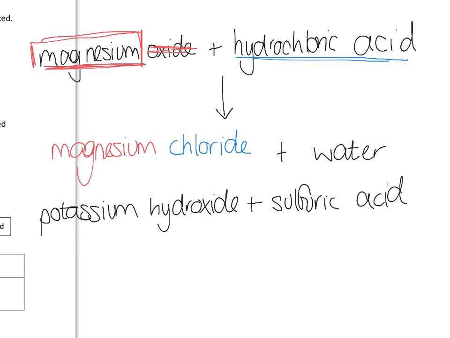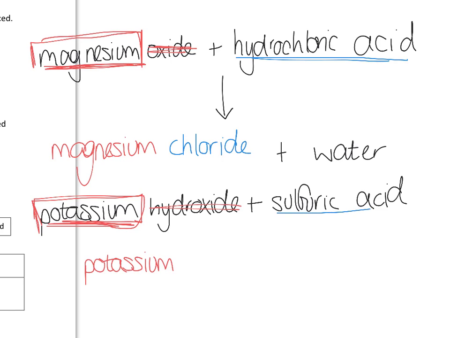So again, I take my first part of the name of the salt from my metal, and I just take my metal name and I ignore the hydroxide. It's as if it wasn't there. Potassium, and the second part of the name from the acid. Sulfuric acid changes its ending to sulfate. So I've got potassium hydroxide plus sulfuric acid reacting to give me potassium sulfate plus water.